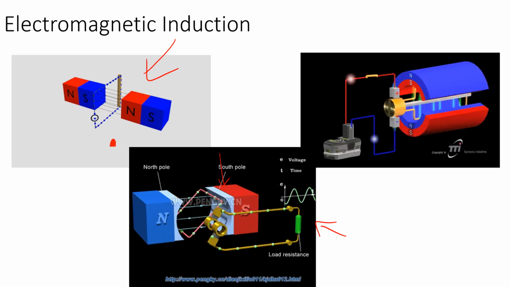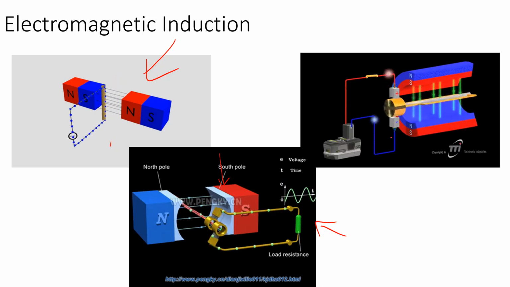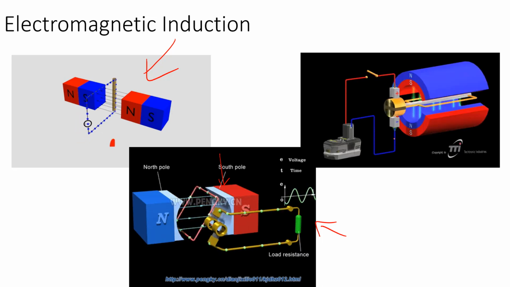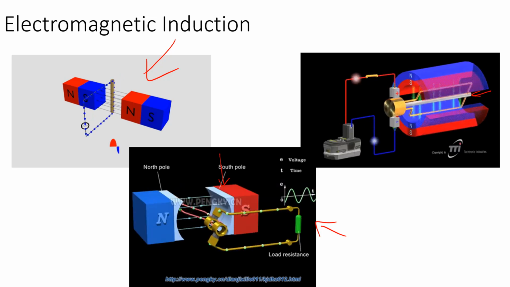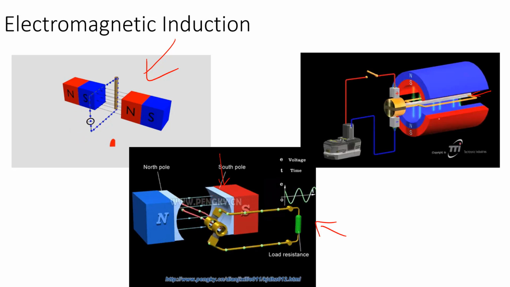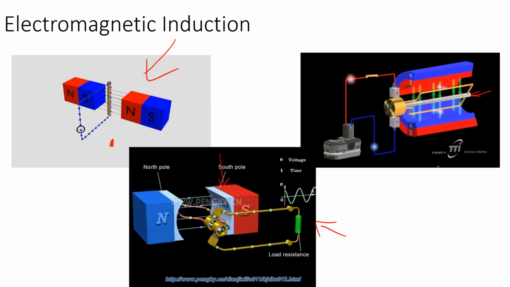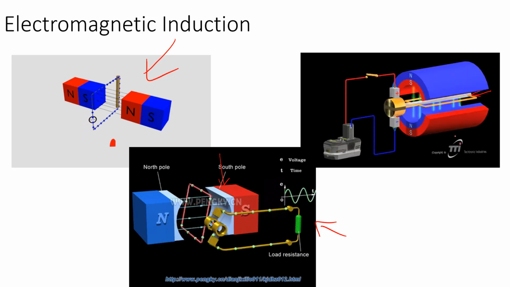A motor is just the reverse of that. A motor involves applying a current, which, in this case, is creating a magnetic field in this coil of wire. And the magnetic field of that coil, that basically electromagnet, is causing the coil of wire to spin. And that's all a motor is: using current to create a magnetic field, to create mechanical motion.